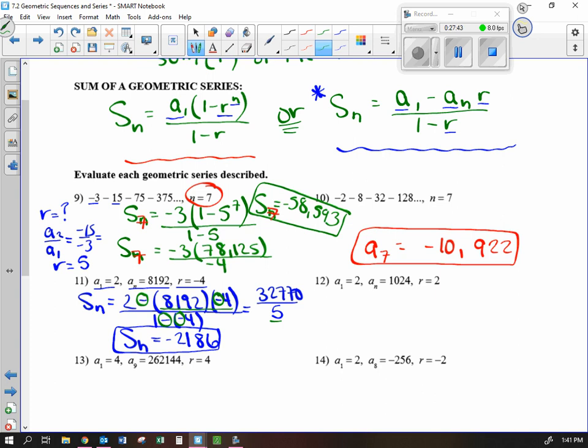So 12, I suggest you pause. You're going to be using that second formula again for this one, based on what you're given. So pause here, try that, and I'm going to write your answer here in just a sec.